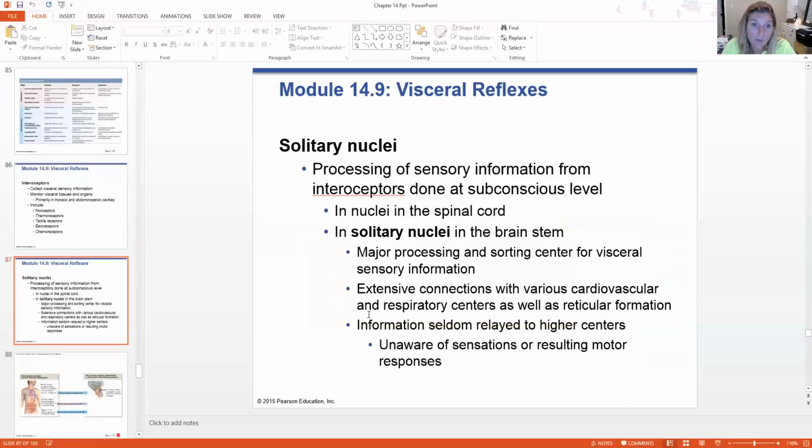We have solitary nuclei, which is the main processing center for all of the interoceptors. That's done at a subconscious level. It's nuclei in the spinal cord. The solitary nucleus is in the brainstem. So major processing and sorting for all the visceral sensory information is done within the solitary nucleus of the brainstem. Extensive connections with the cardiovascular and respiratory centers as well as the reticular formation are all going through this nucleus so that they're all communicating together, and the information seldom goes up to the cortex for awareness.